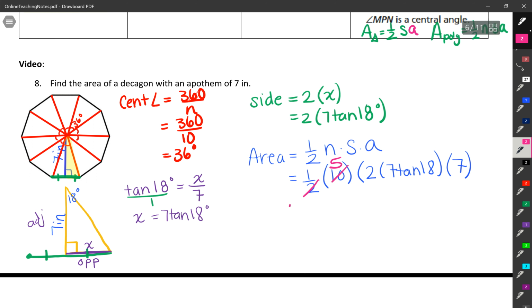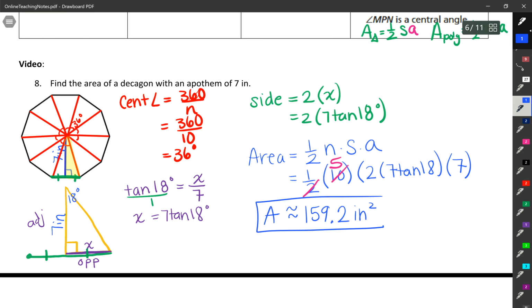And what you should end up with is the area, I'm going to go back to my blue pen, is approximately 159, let's round to the nearest tenth, 0.2 inches squared. And that's the area of my regular polygon.